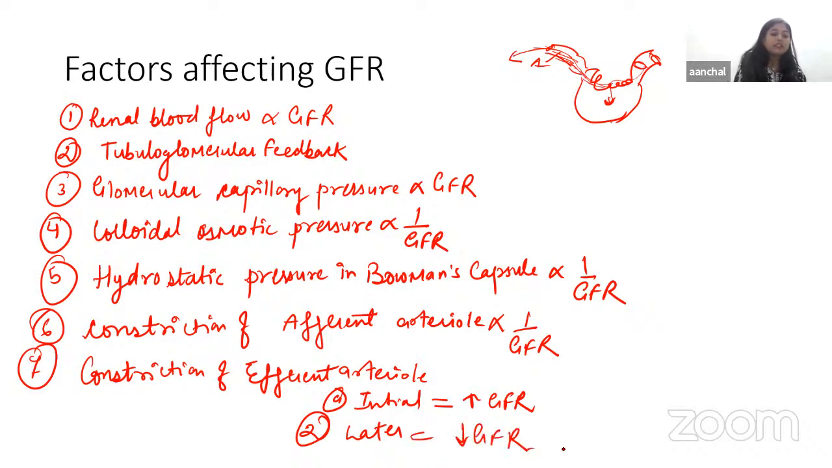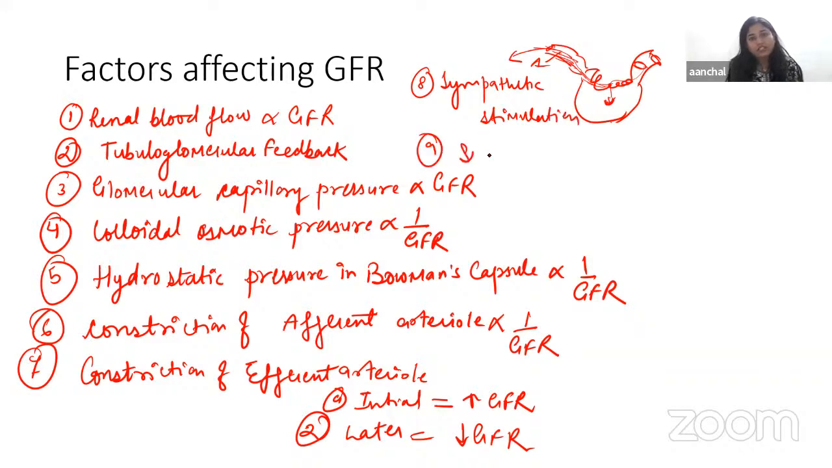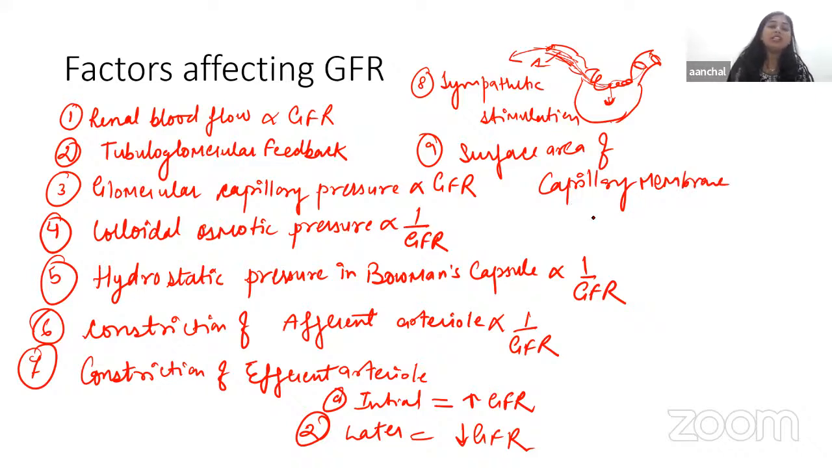Along with this, other factors are also there, like sympathetic stimulation. Severe sympathetic stimulation will lead to a decrease in GFR. And if the surface area of the capillary membrane increases, more surface area means more filtration, and so more GFR. So this is all about the factors which affect the rate of GFR.